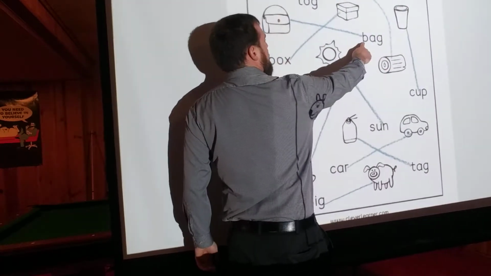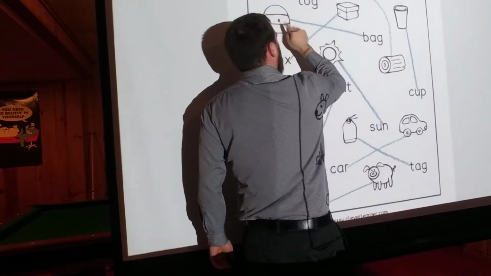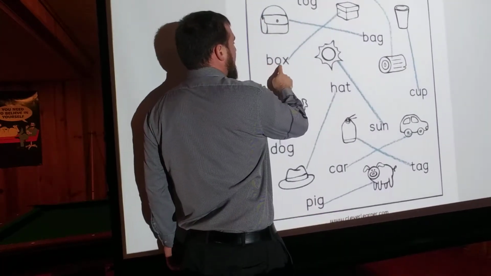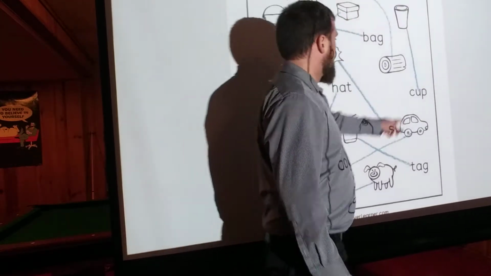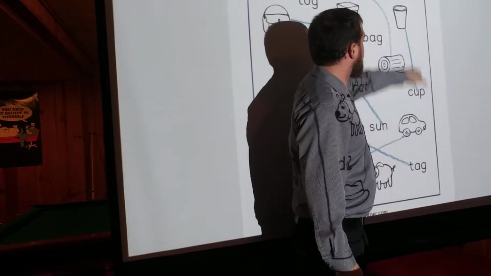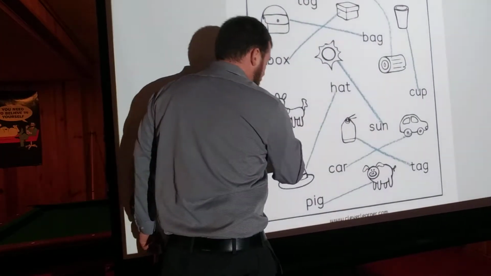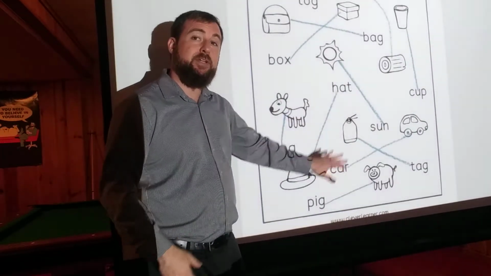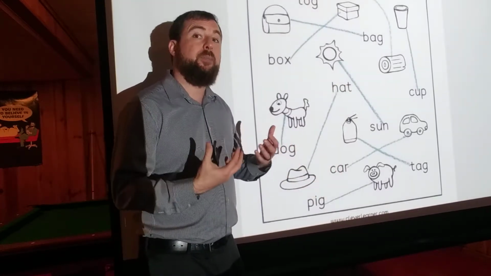Next, what's this word? B-ag. Bag. B-ox. Box. K-up. Cup. Dog. Remember, now this is the second, maybe the third time we've seen all these words. And we're going to see them again. So I hope we're starting to remember them.